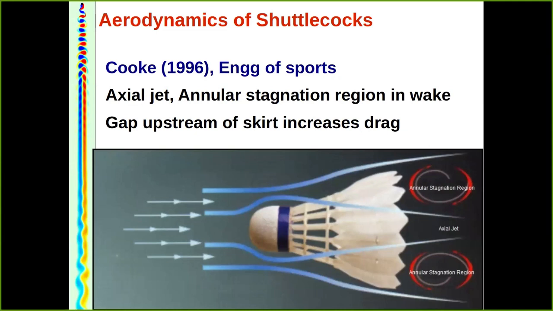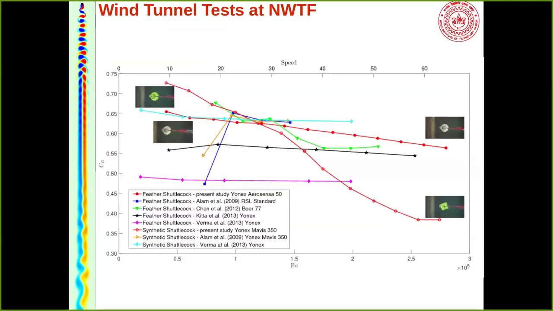So Cook actually did the first set of experiments, and what she said is that the entrainment is very important. So the flow goes in through these gaps, and it creates these annular zones. And there's a jet-like flow here, and that actually is very important flow structure. Again, we went to the wind tunnel. And you can leave all the curves except the ones I tell you. So 2 curves. So one is this solid line. That's a duck feather shuttlecock.